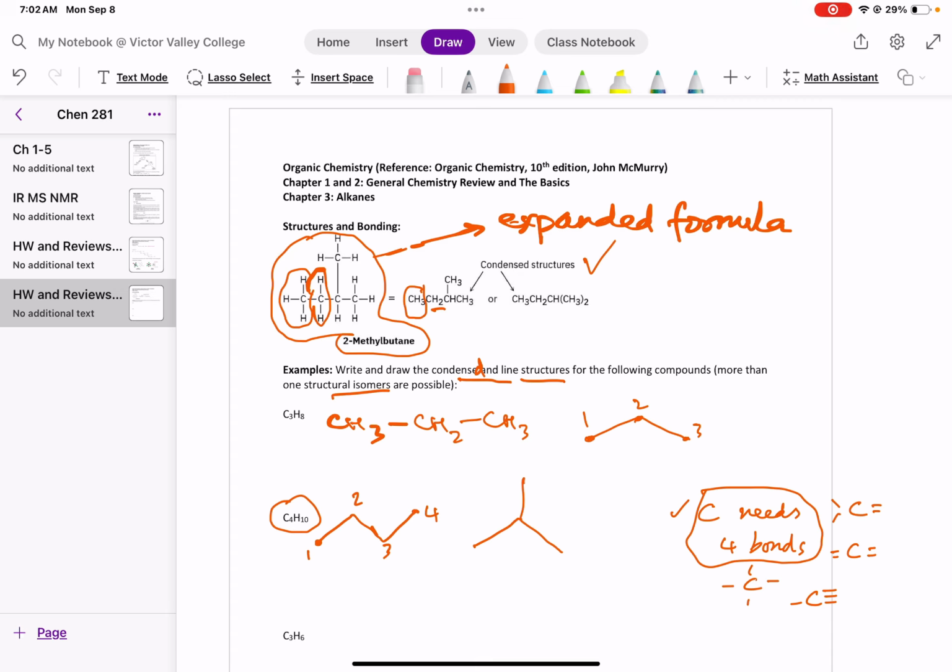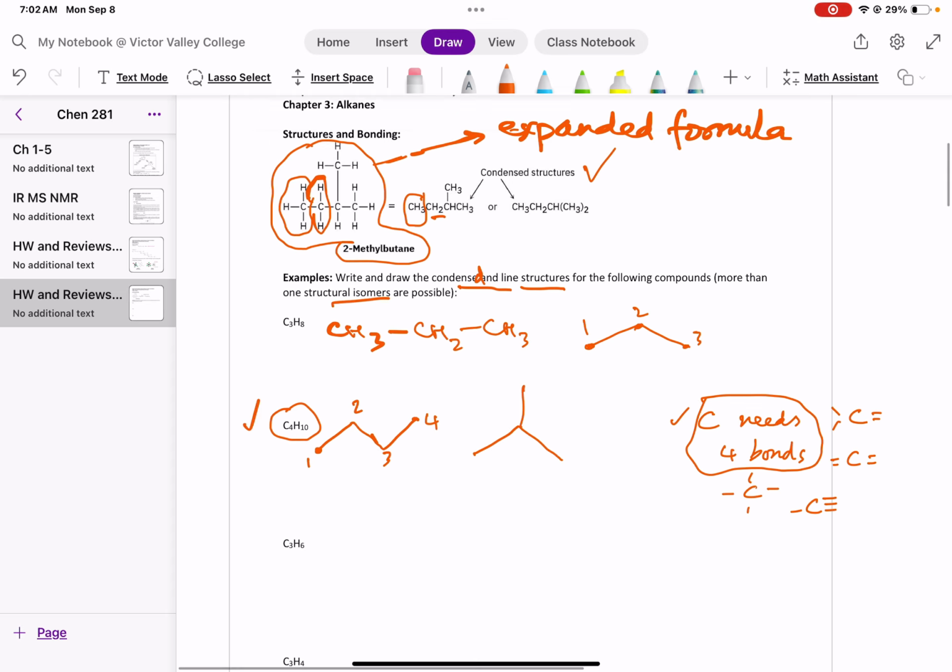So that's 1, 2, 3, 4. And it seems like that's it. There are only two possible ways to draw the structure from that given formula. So therefore we have 2 structural isomers.